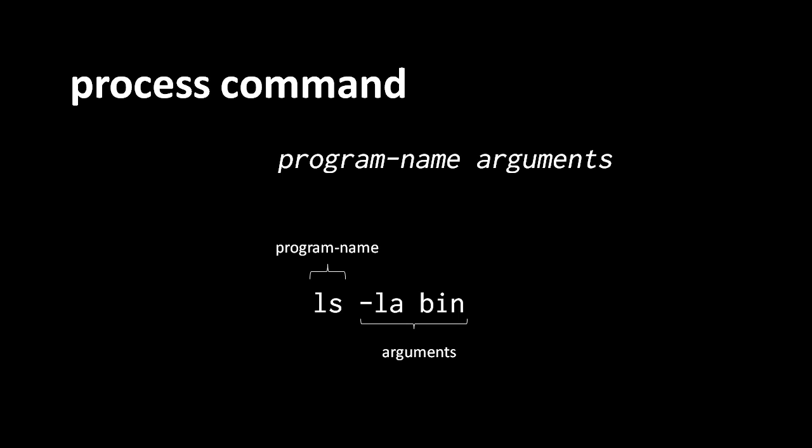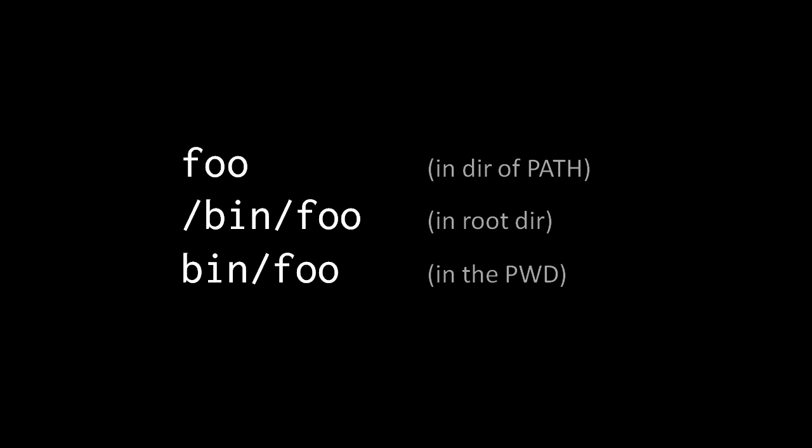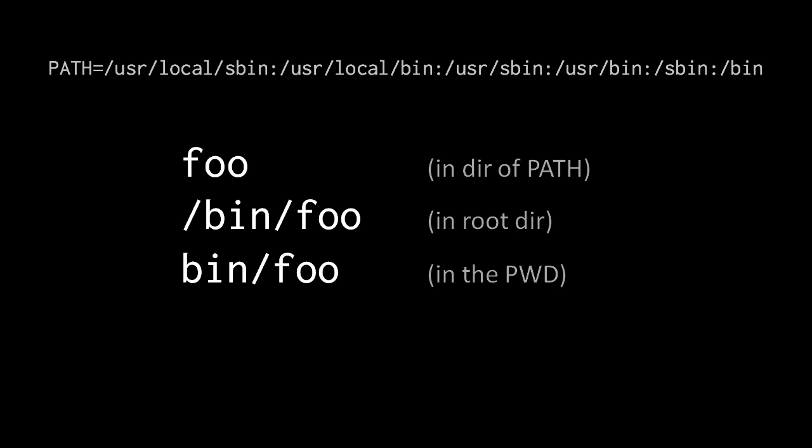What's going on with these arguments we'll talk about in a moment, but looking first at the program name, if this is the name of some program, some executable file somewhere on the system, how does the shell know where to find it? Well, actually, there are three different cases. When you see a program name with no slashes in it, then the shell will search for an executable file of that name in one of the directories listed in what's called the path. The path is simply an environment variable in the shell process. It has a list of directories separated by colons.